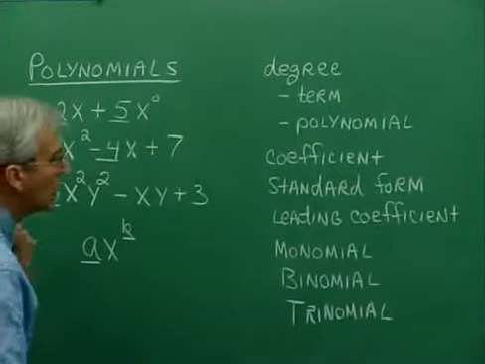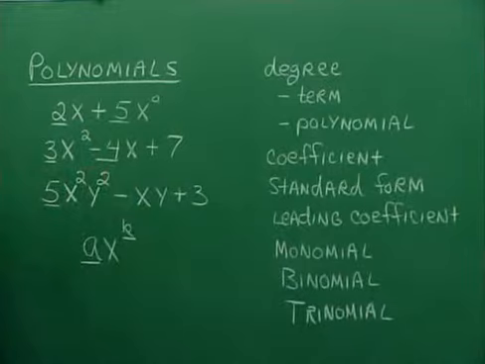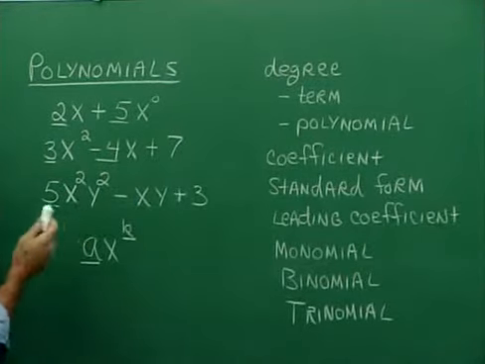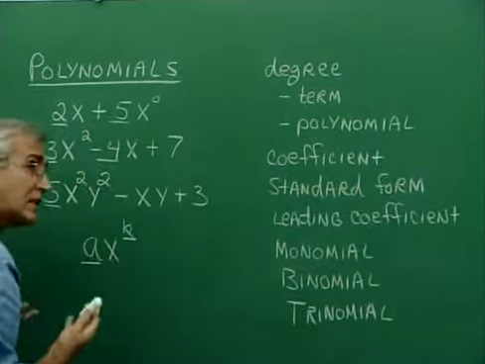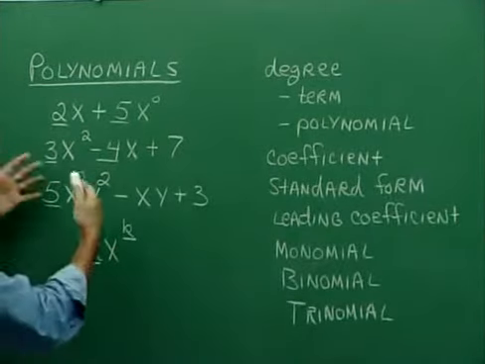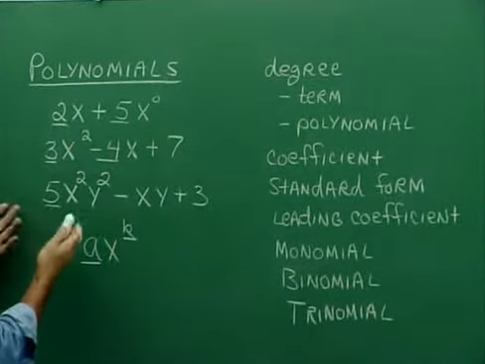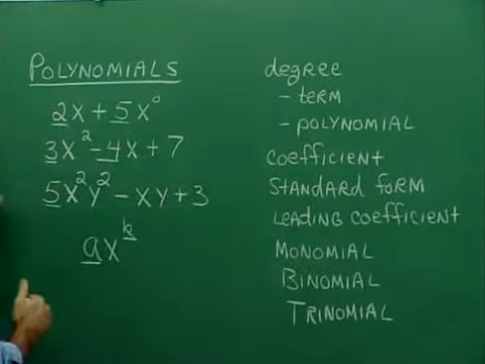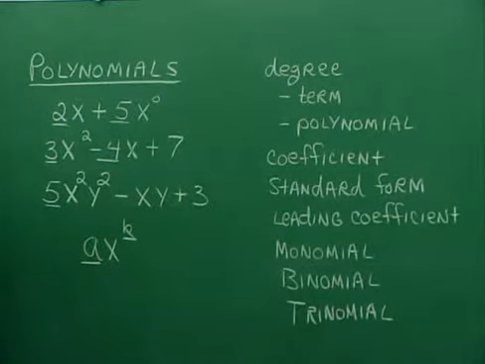Now, when polynomials are in standard form like this, the leading coefficient, or the first coefficient that we see, will be the coefficient of the highest degree term, and it's often called the leading coefficient. So the leading coefficient here is 3, the leading coefficient here 2, the leading coefficient here 5.